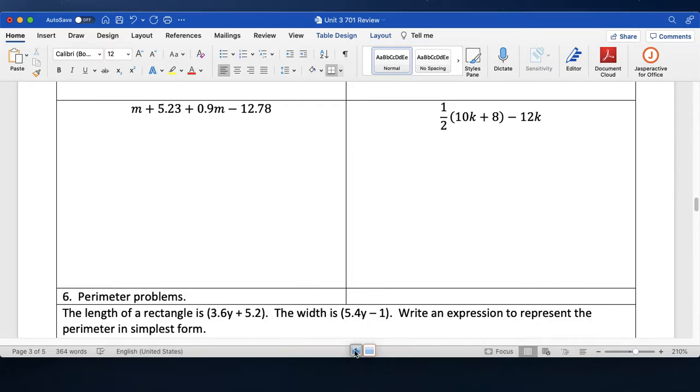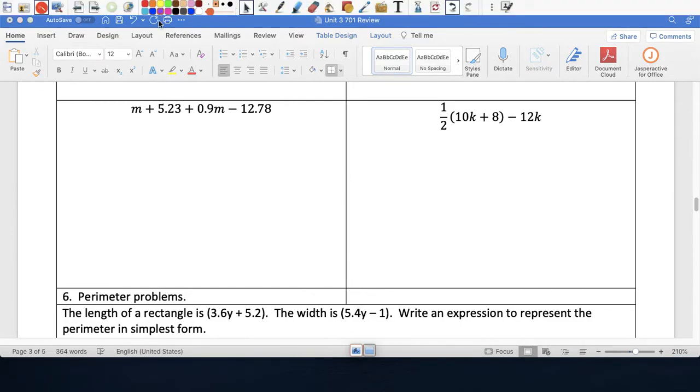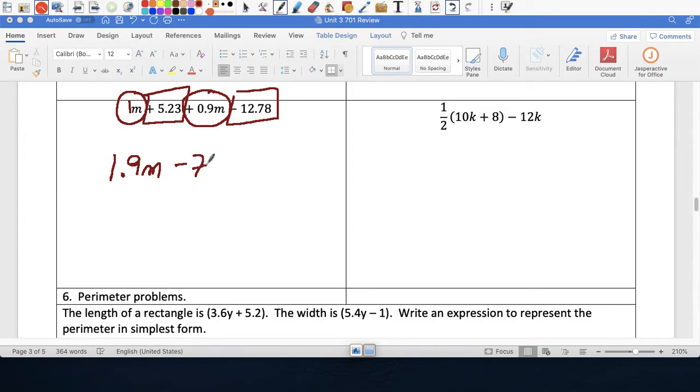Is there anything to combine over here? Combine this. I'm going to put a 1 over here. This guy with this guy. So 1M plus 0.9M is 1.9M. And then positive 5.23 minus 12.78. That's going to give us negative 7.55.